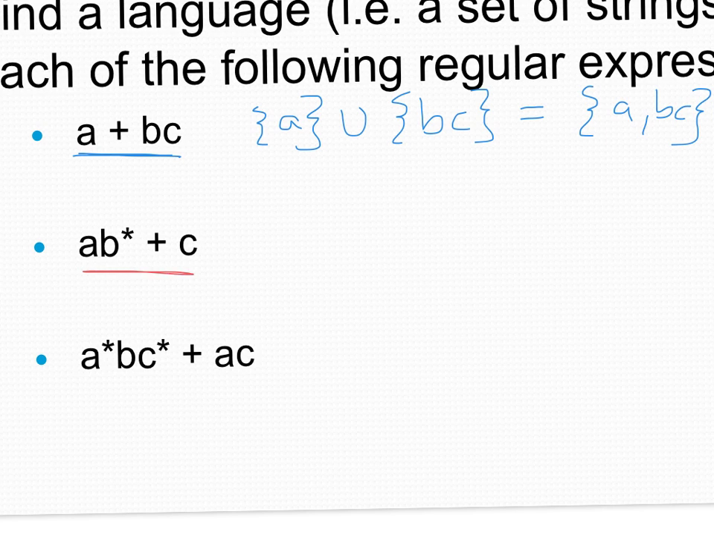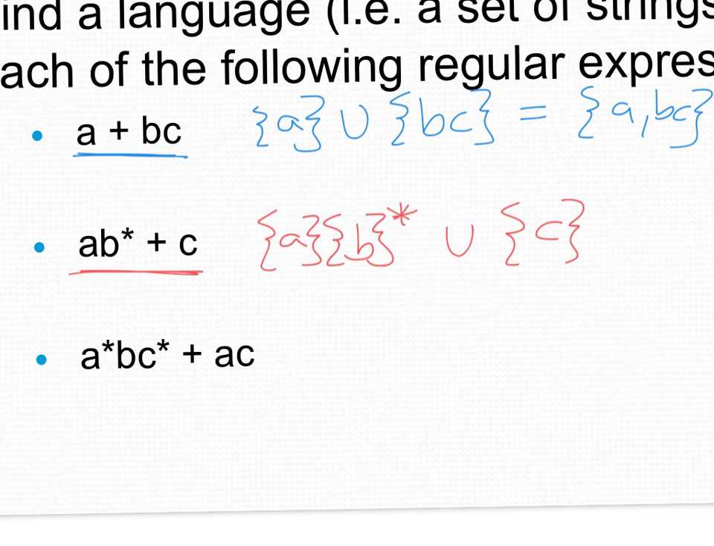Let's change color. This next one here, A B star plus C. Remember, star binds more tightly than dot or plus. This is saying take the language A, concatenate it with the language B starred, right? And union that with the set containing just C. So what does that mean? That means there's two types of strings in this language. The first is just the string C. And the second is an A followed by 0 or more B's.